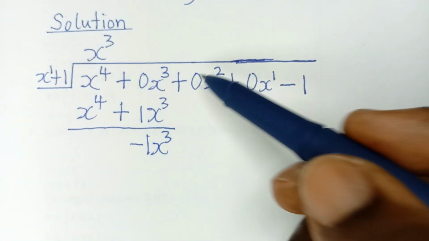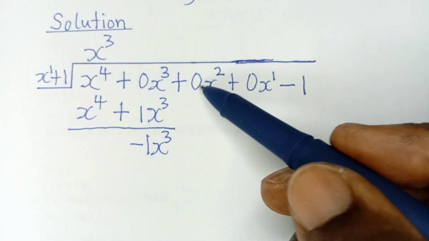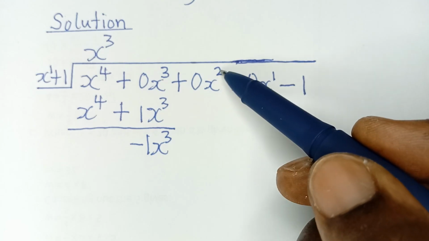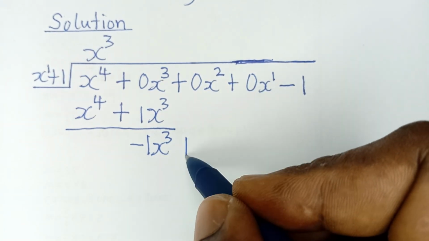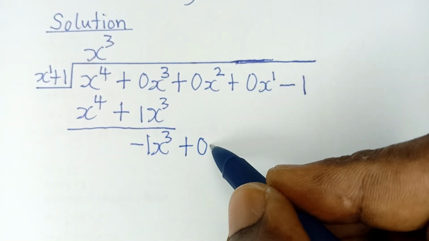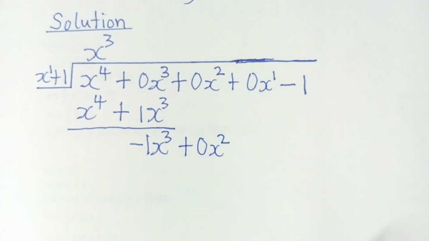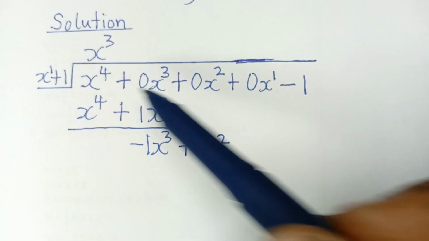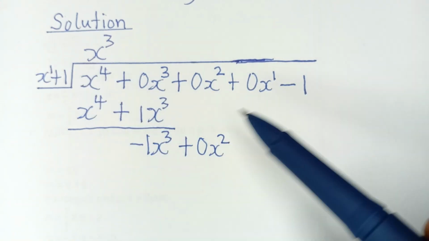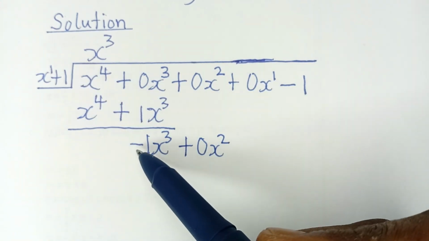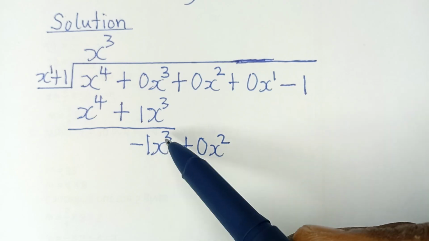After the subtraction, the next thing to carry out is to bring down the next value in the line. So from this top here, you keep bringing down the next term. The next term here is 0x squared, so I'm going to bring it down here as 0x squared. Then after you have brought that down, you start the division process all over again, just like we started in the beginning.